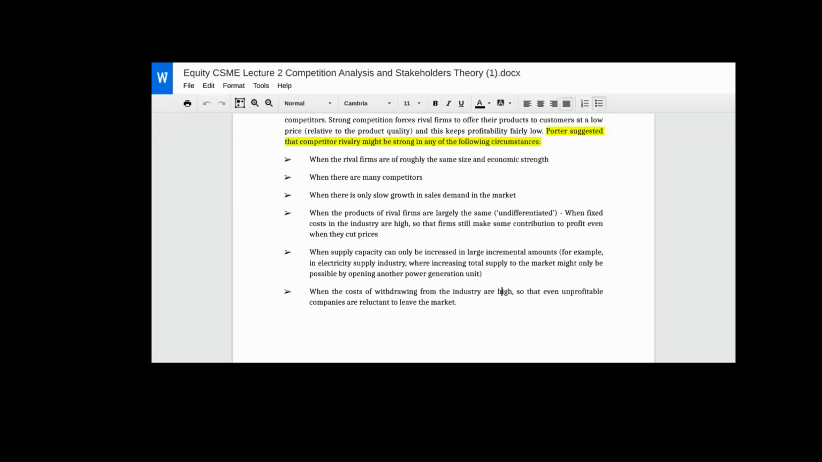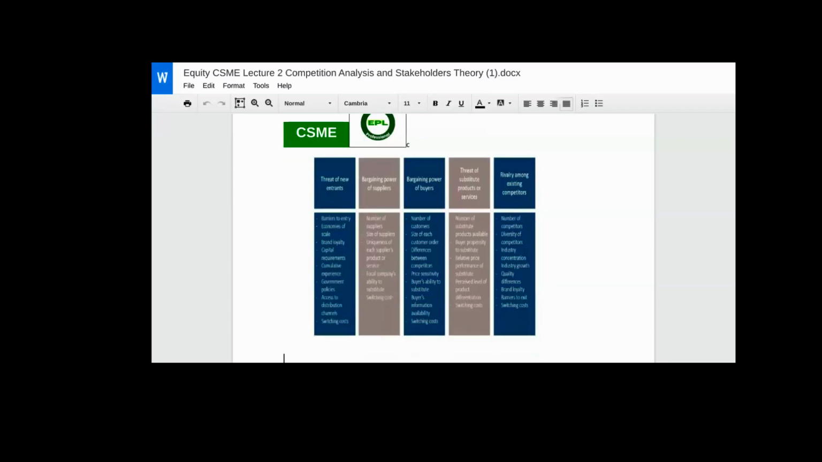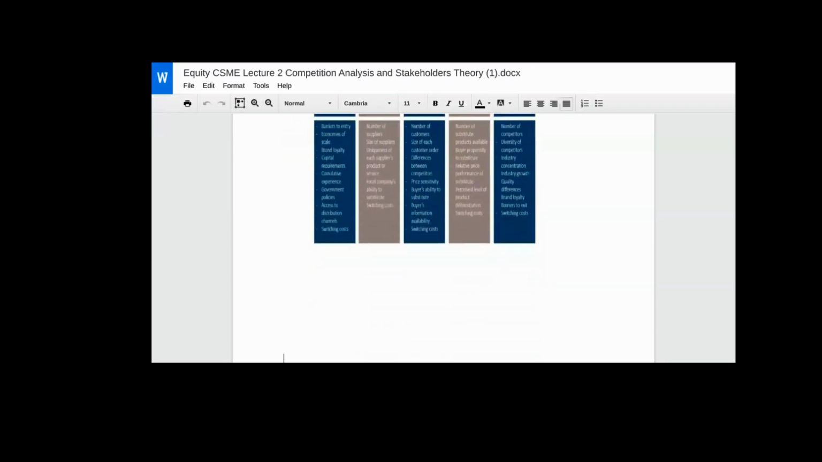Increasing competition generates revenue to the government. So that's the more reason why we say competition is very good and healthy for the nation. This is just an illustration of the five forces model. The five forces model again is threat of new entrants, the availability of substitute products, the bargaining power of suppliers, bargaining power of buyers, and rivalry among major competitors.